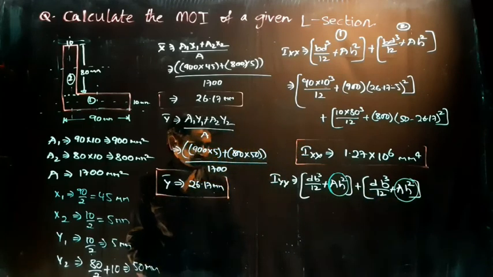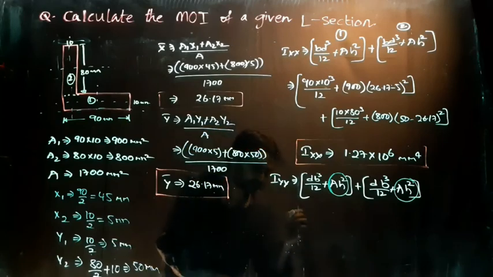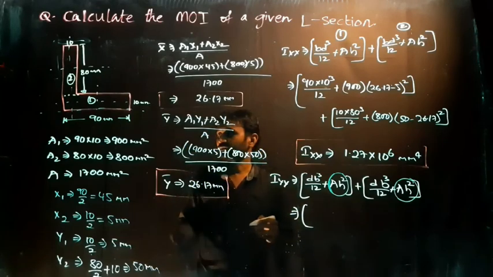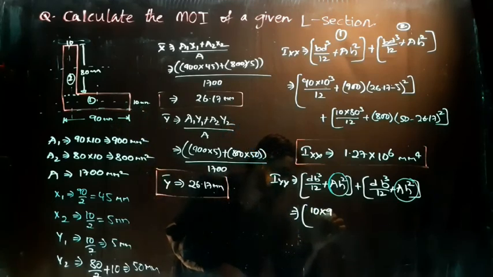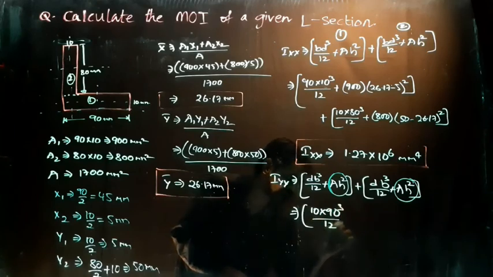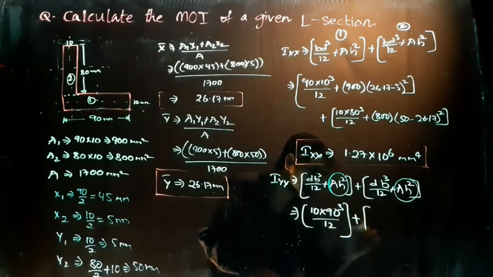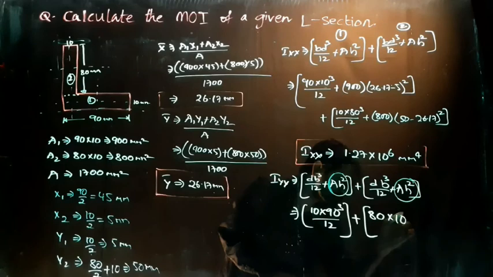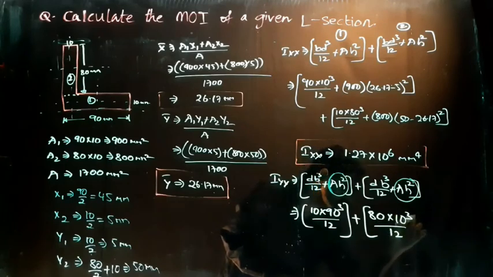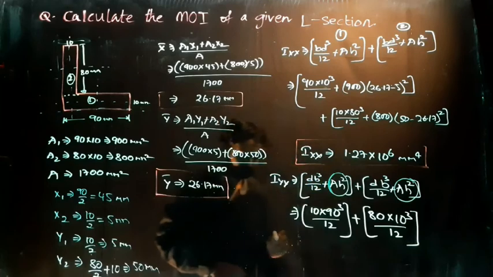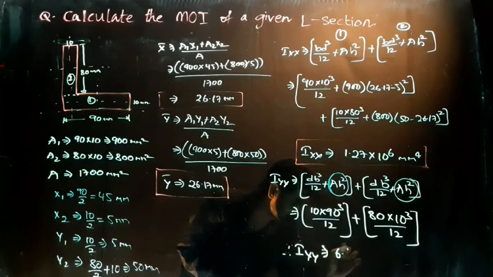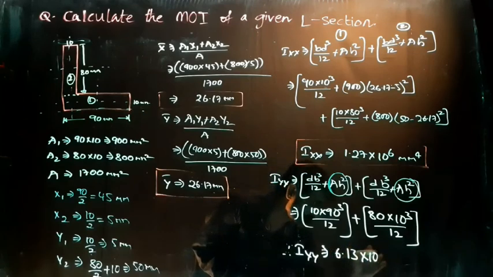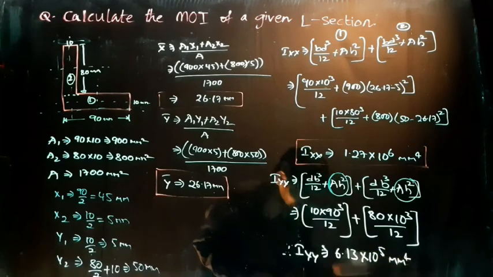And you have to substitute the remaining values, that is dB cube by 12. What is d here? 10 into 90 cube by 12. 10 into 90 cube divided by 12 plus d 80 into 10 cube by 12. Therefore Iyy equal to 6.13 into 10 to the power of 5 mm to the power of 4.